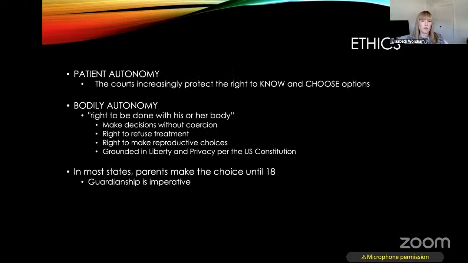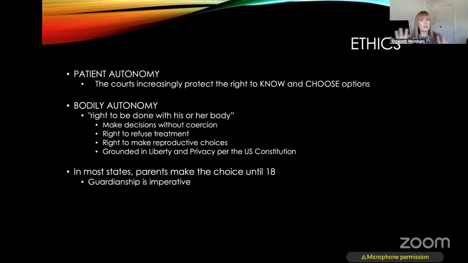Patient autonomy. The courts increasingly protect the right to know and choose options. You have a right to choose. You can say no. You have a right to bodily autonomy. You'll hear the phrase throughout the literature, the right to be done with his or her body. You have the right to make decisions without coercion. You don't have to make it in that moment in the office.